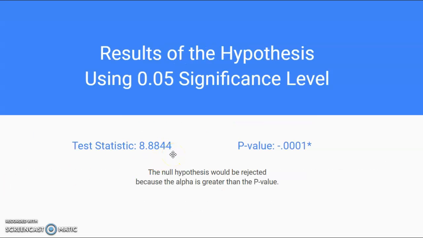So the results of the hypothesis using a 0.05 significance level, we ended up with a test statistic of 8.8844 and a p-value of negative 0.001. What this means is the null hypothesis would be rejected because the alpha is greater than the p-value.